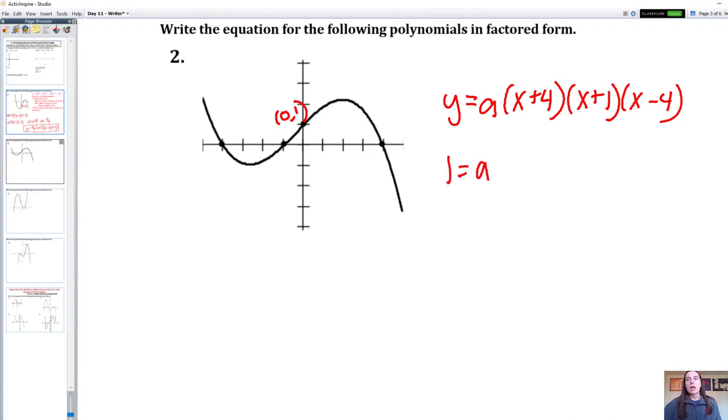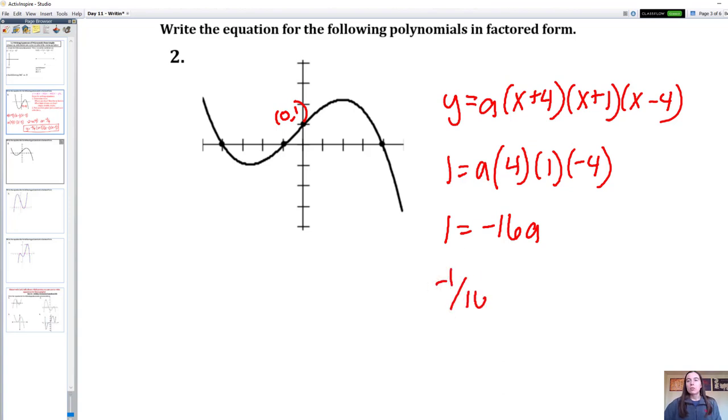1 equals a times 0 plus 4 is 4. 0 plus 1 is 1. 0 minus 4 is -4. So then I have 1 equals 4 times 1 is 4 times -4 is -16a. Dividing by that -16, I get -1 over 16 for my value of a. And we can write our equation. Y equals -1 over 16 times our factors.